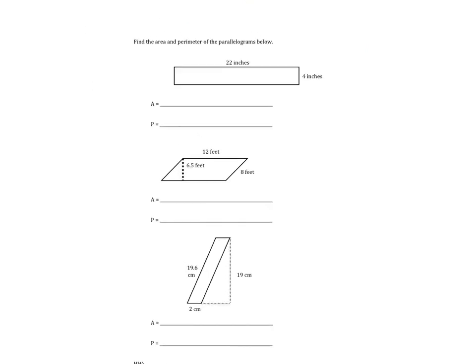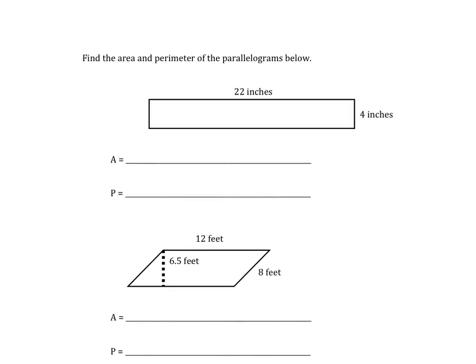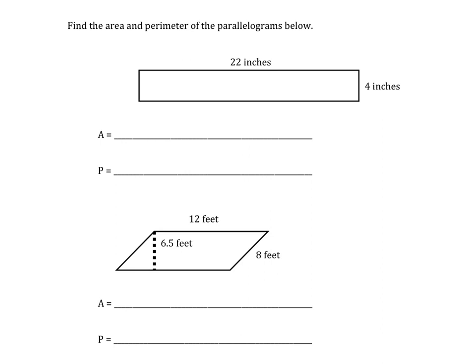Okay, let's look at a couple examples. Here we have what appears to be a rectangle that measures 22 inches by 4 inches. Okay, if we wanted to be sure, we could add that little box right there, which indicates a right angle. That means those lines are perpendicular. This is a rectangle.